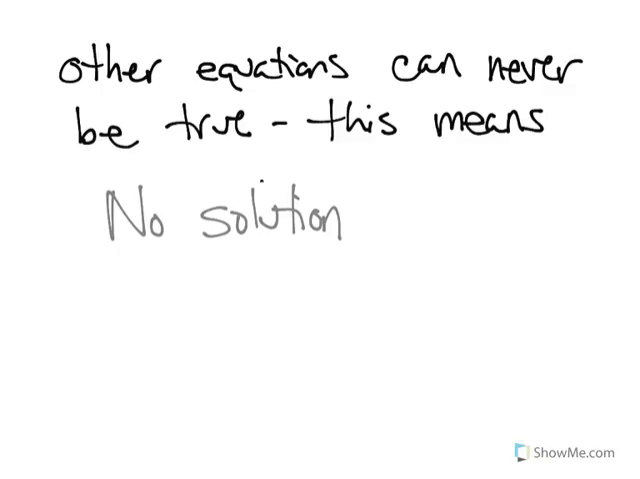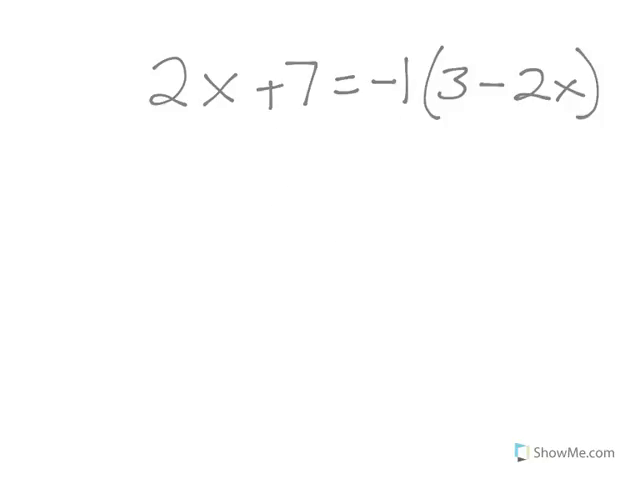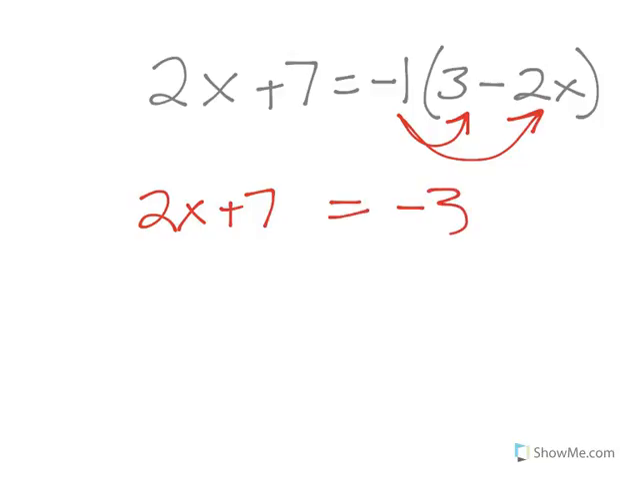Sometimes we come upon equations that can never be true, and this means that our answer is no solution. A sample of that comes with this equation. 2x plus 7 is equal to negative 1 times the quantity 3 minus 2x. If we distribute on the right-hand side of the equation, we're left with 2x plus 7 is equal to a negative 3 plus 2x.